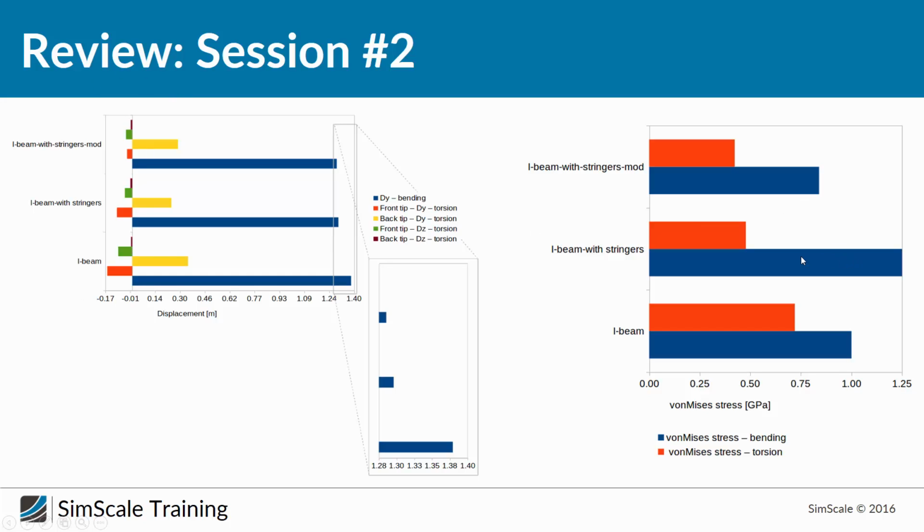Here we take a look at the maximum stress in the material. And here we are only looking at the final load case. And here you can see something which looks really strange, because the beam with stringers seems to have a higher von Mises stress than the initial version.